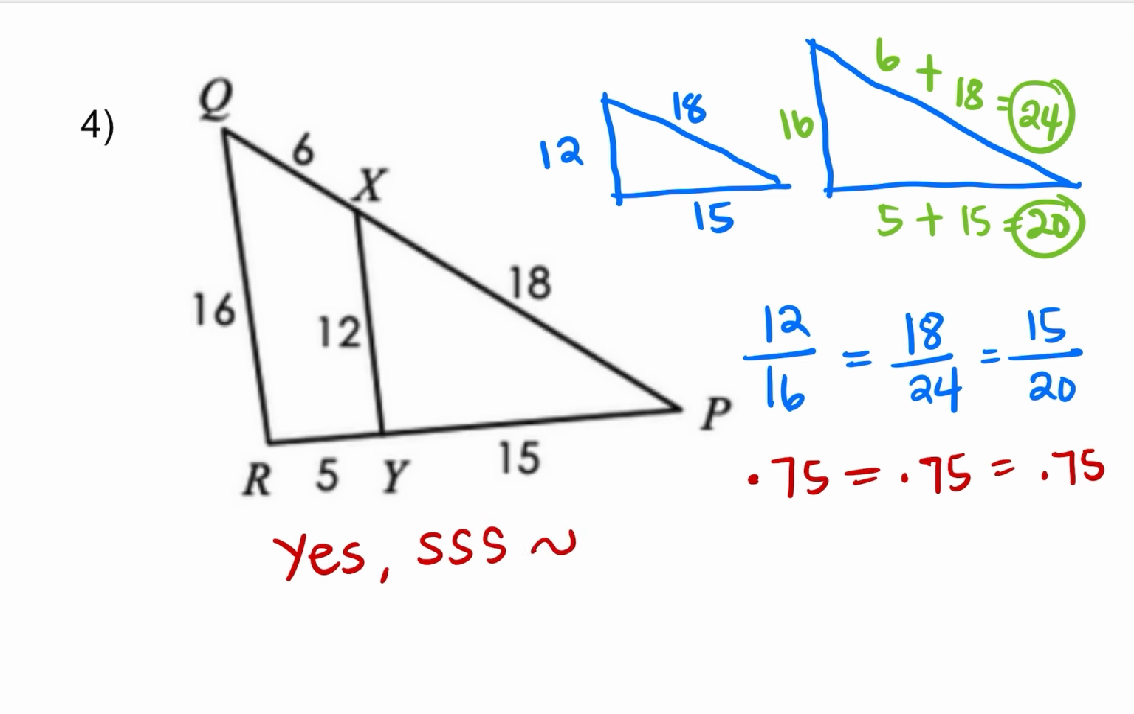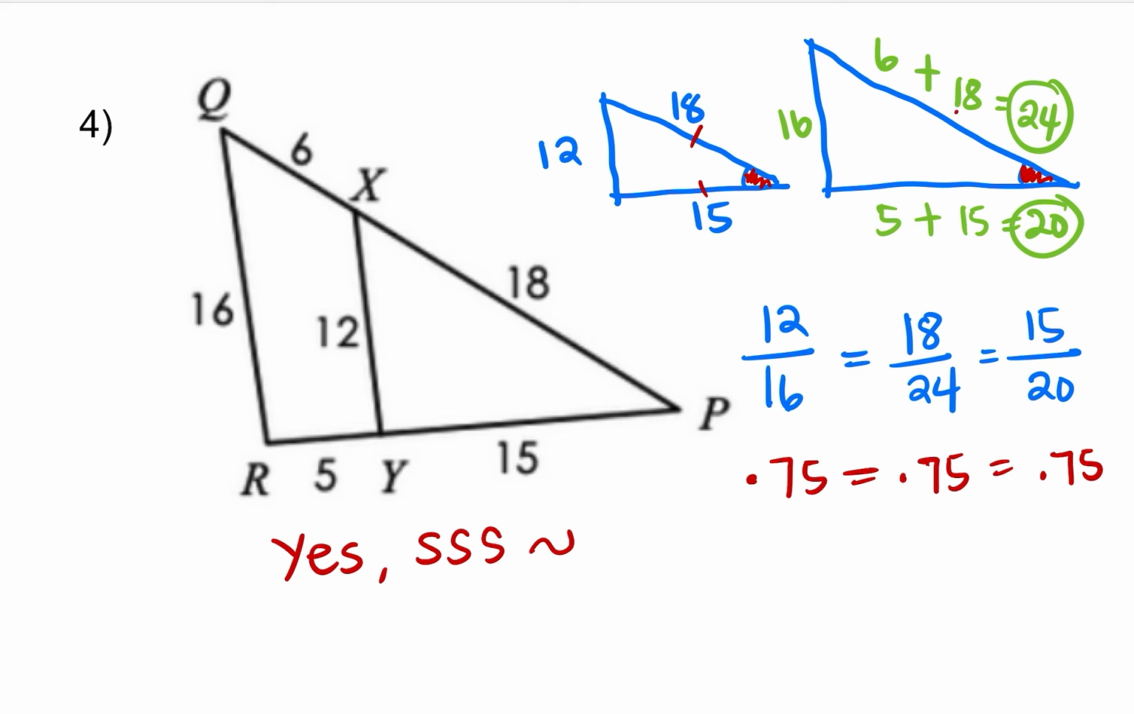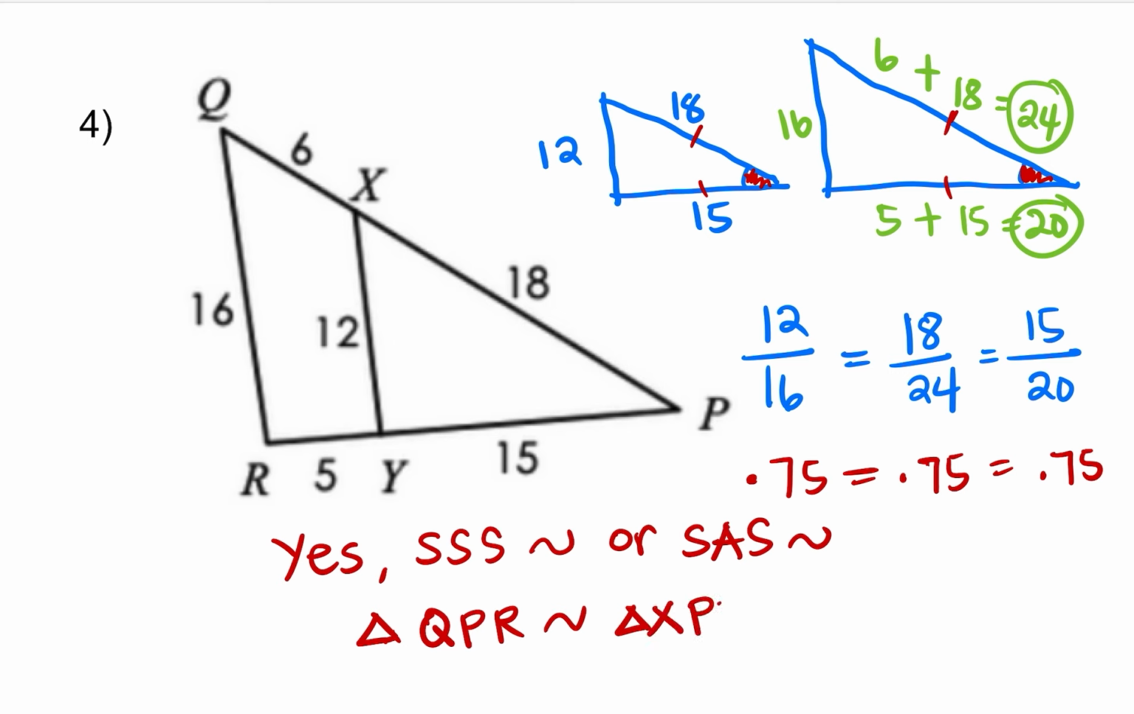similarity. We could also name it with side angle side, because this angle here is a common angle, even though this angle is not given, but it is a common angle, and it's in between these two given sides. So, or we can say side angle side similarity. And let's write our similarity statement. So that is triangle QPR is similar to triangle SPY.